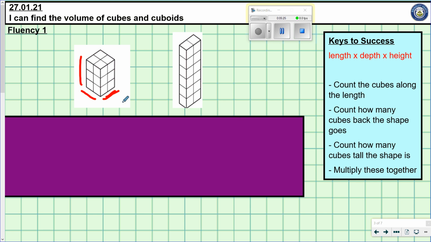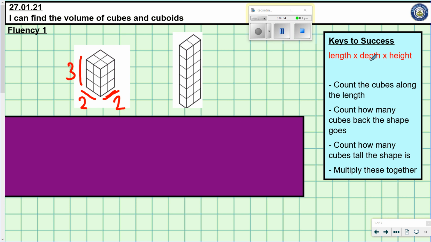So if they give you cubes, first of all, you need to count the number of cubes along the length. Well, there's 1, 2. Okay, so I'm going to write a little 2. Count the number of cubes the shape goes back, so the depth then. So it goes 1, 2. So again, it's 2. And finally, count how many cubes tall the shape is. 1, 2, 3. Okay, and multiply these together.